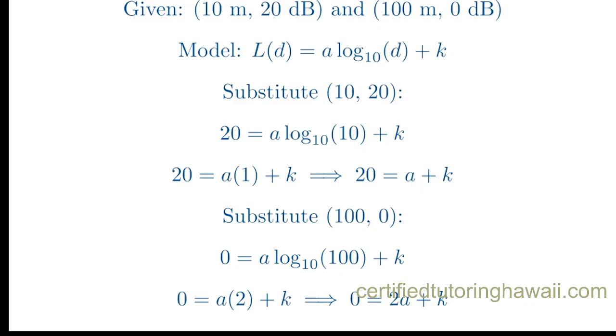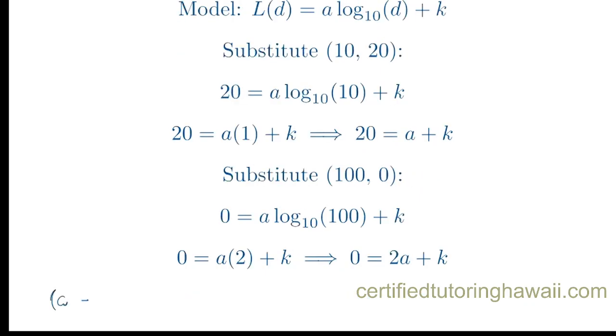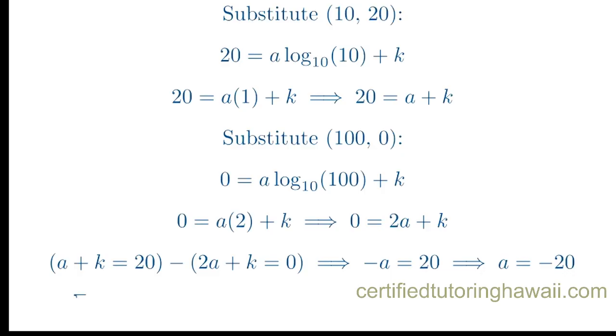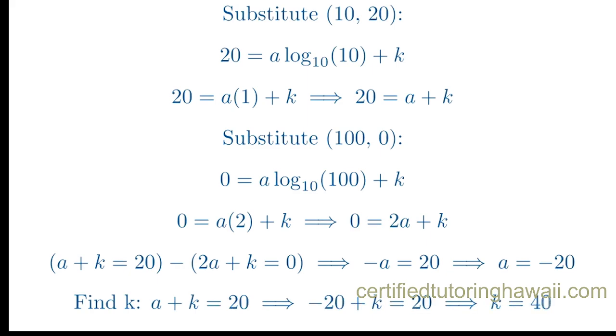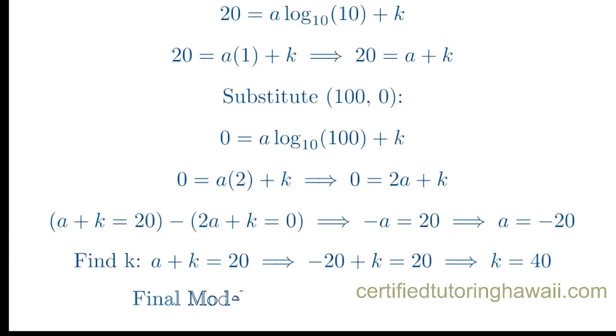20 minus 0 is 20. A minus 2A is negative A. And K minus K is 0. So 20 equals negative A, which means A equals negative 20. Now that we have A, we can find K. We know A plus K is 20, so negative 20 plus K is 20, which means K must be 40. Our final model is L of D equals negative 20 times log base 10 of D, plus 40. This model correctly captures that loudness decreases as distance increases.